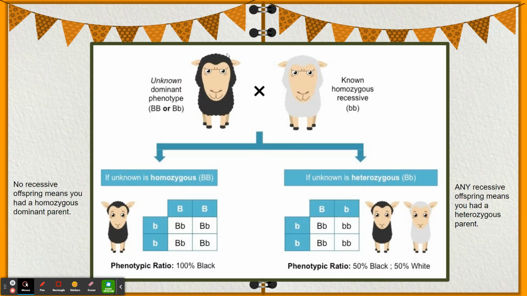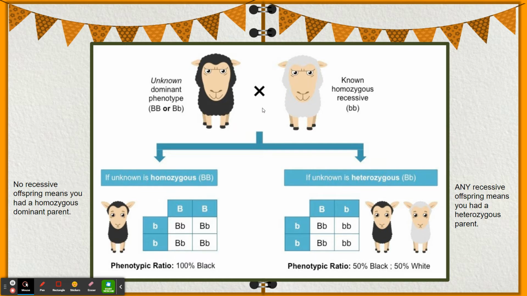So check this out. This is an example of a test cross. So this is an unknown black sheep. So it's got big B, big B, or it could be big B, little b. And again, I'm going to cross this with a little b. That's the recessive. We always do a test cross with the recessive because it's going to be the highest chance of helping us determine the genotype of our parent.